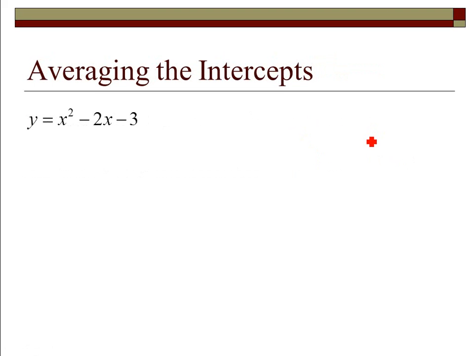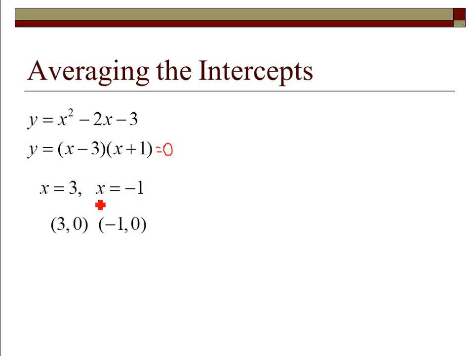Okay, the first method we're going to look at is averaging the x-intercepts. This is a good method if it's an easy equation to factor. So this one factors pretty easily. You need 2 numbers that multiply to give me -3, but add to give me -2. So (x minus 3)(x plus 1). Letting this equal 0, I get x equals 3 and x equals -1. So the actual points are (3, 0) and (-1, 0).